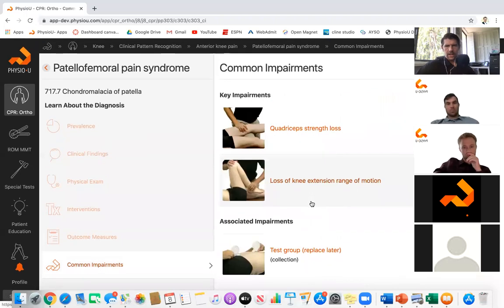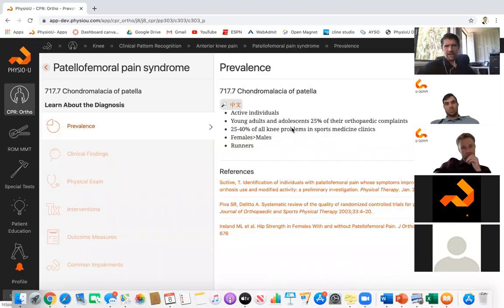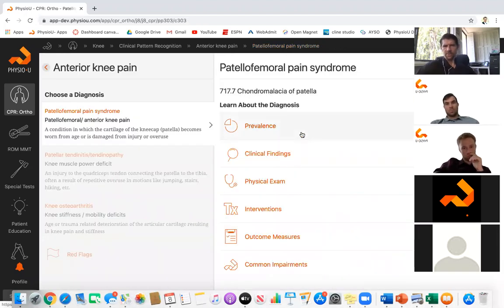Good. So key impairments we talked about. Talk about that. Yeah, good. So that pretty much, in a nutshell, takes us through patellofemoral pain, right? Prevalence, clinical findings, physical exam.